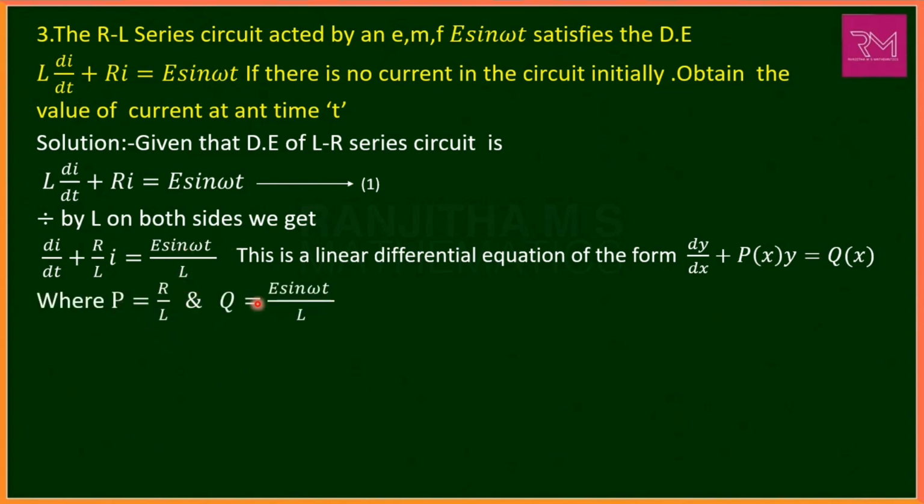Once you obtain the p and q values, we know that the integrating factor is given by exponential power of integral of p of x into dx. Substituting the p value here, we get exponential power of integral of R by L into dt, which is equal to, here R by L is constant, take it outside the integration, and the integration of 1 into dt is t.